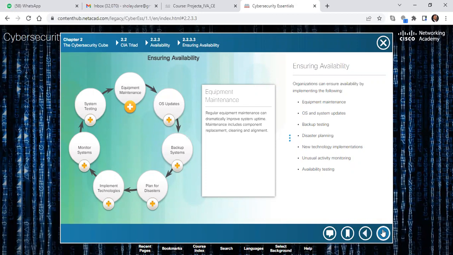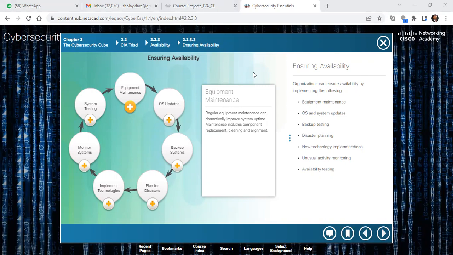First, equipment maintenance must be key. What does that mean? Regular equipment maintenance can dramatically improve system uptime. Maintenance includes component replacement, cleaning, and alignment. Always make sure your computer is being maintained. Don't just leave it like that. That's what they're trying to say.